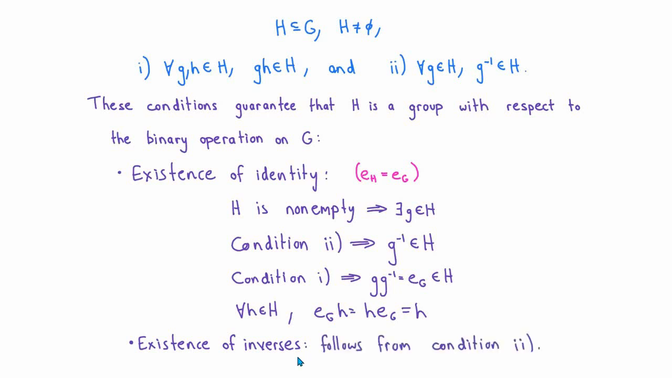But this one comes almost for free by condition number 2, because condition number 2 guarantees that for any g in H, the inverse of g in G is also in H. But since the identity in H is the same as the identity in G, the inverse of g in G is going to be the same as the inverse of g in H. That establishes existence of inverses, and it completes our verification of the claim that the conditions above guarantee that H is a group with respect to the binary operation on G.